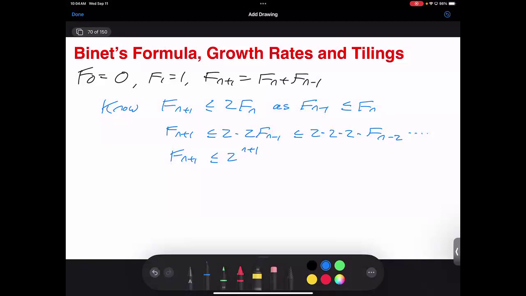And so if F(n+1) is at most twice F(n), and F(n) is at most twice F(n-1), then F(n+1) would be at most 4 times F(n-1). And I can keep going like this, and I can see that the Fibonacci numbers are not growing faster than 2 to the n. We can do it on the other side. So this would be the upper bound. Can somebody give me a lower bound for F(n+1)?